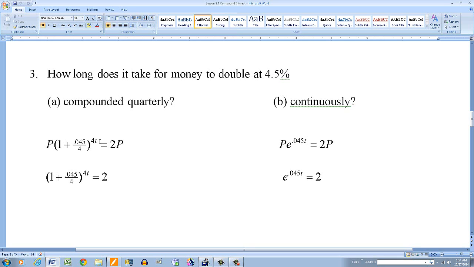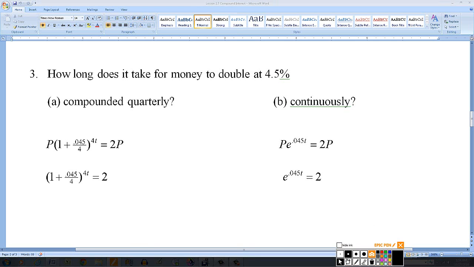The reason you don't have to know the actual amount is because notice I have a P on both sides of this equation, so those are going to cancel out. This P and this P cancel out, which leaves me with this formula right here. Now I want to solve for t.